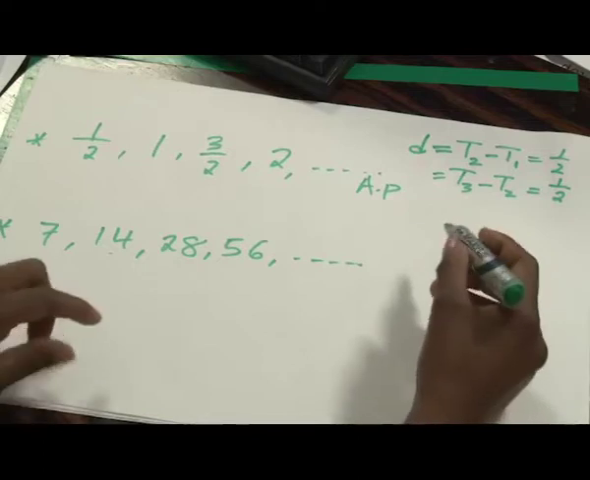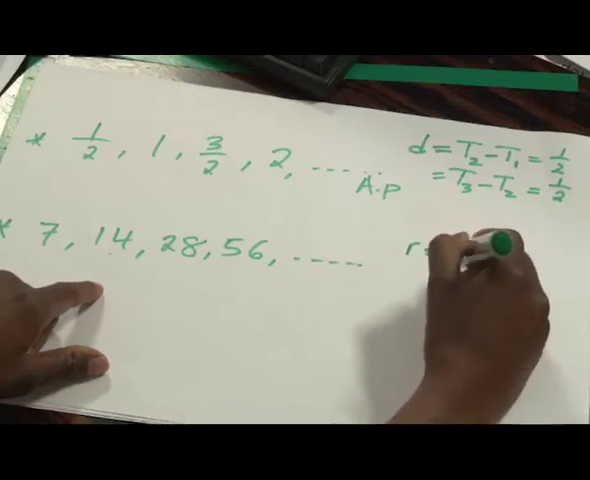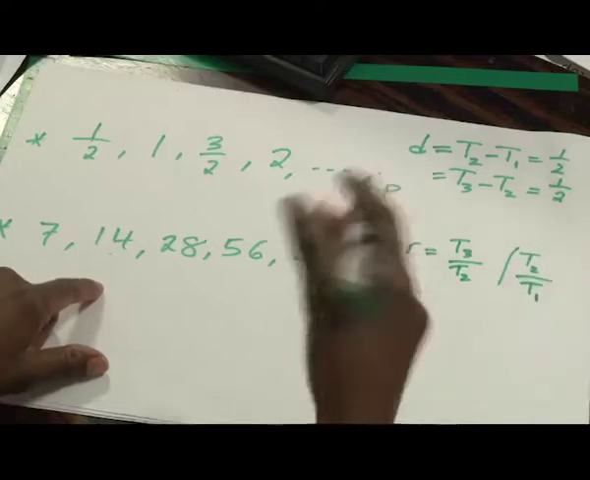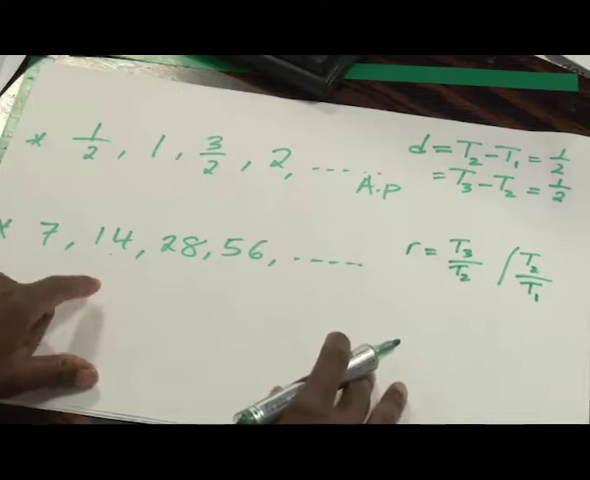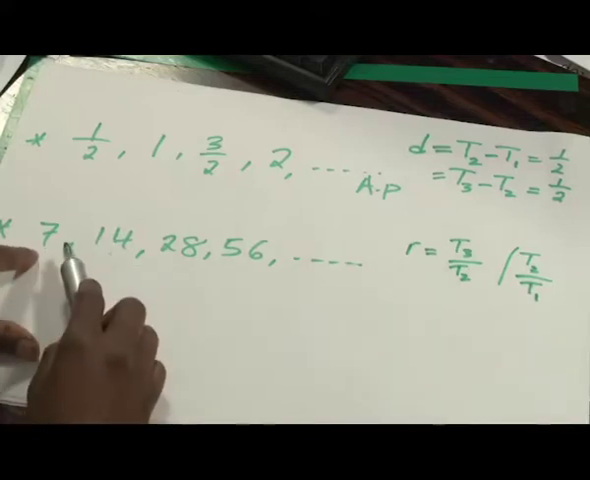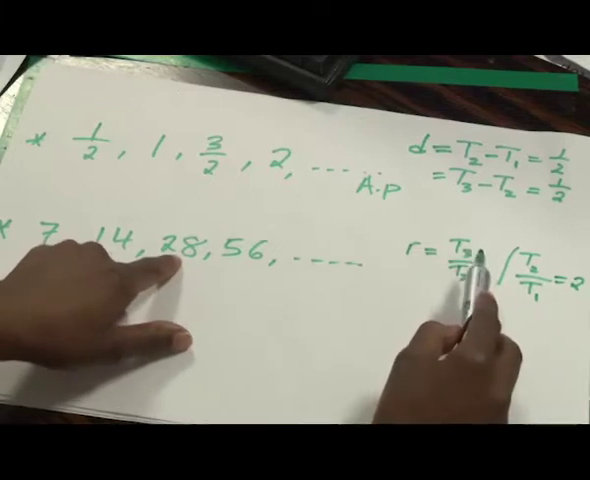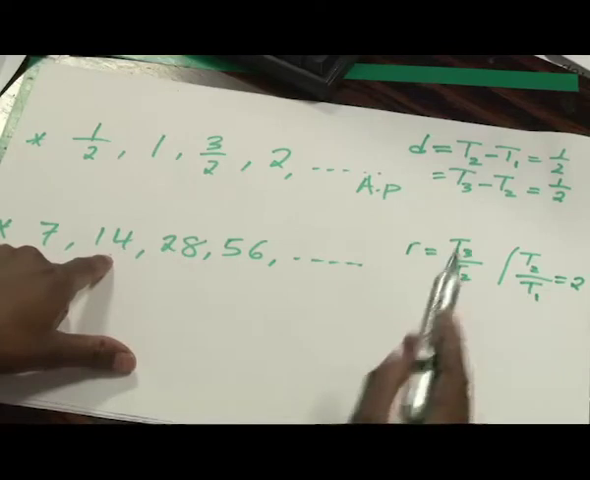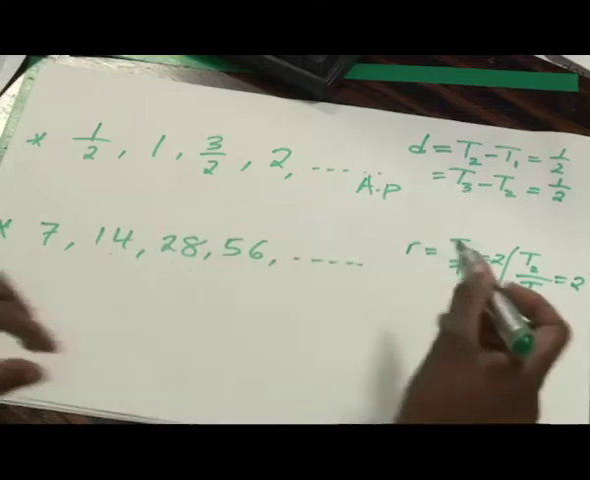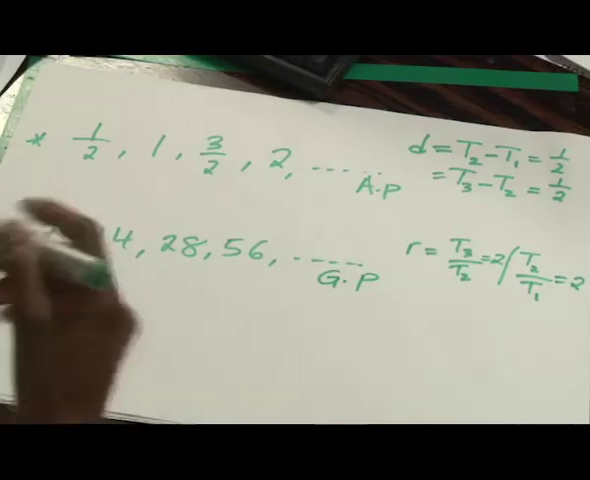So let's check for GP. So GP, we are looking for the common ratio. So we look at term 3 divided by term 2, or term 2 divided by term 1, or term 4 divided by term 3, etc. So term 2 is 14 and term 1 is 7. 14 divided by 7, that is 2. This gives us 2. And term 3 divided by term 2, that is 28 divided by 14. That gives us 2 as well. So this tells us that the ratio is the same. So there is a common ratio. Therefore, this sequence here is a GP. It's a geometric progression. All right.